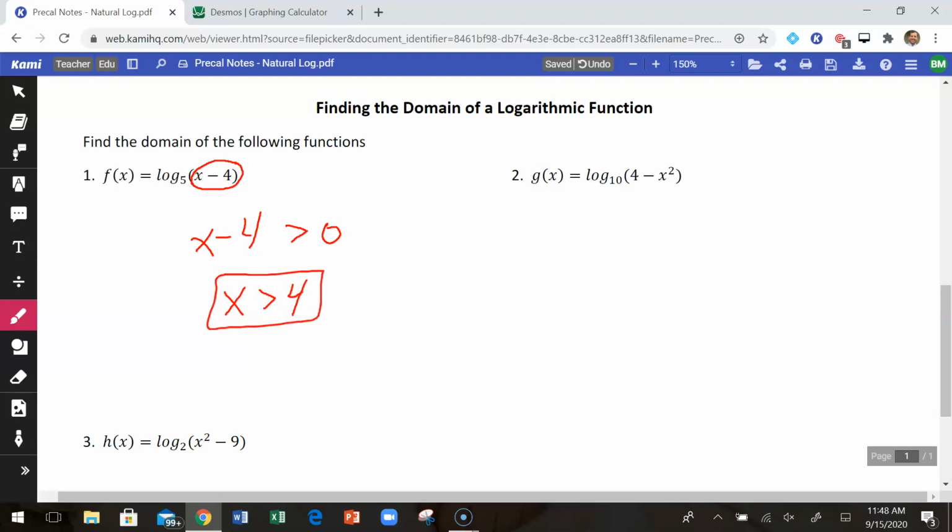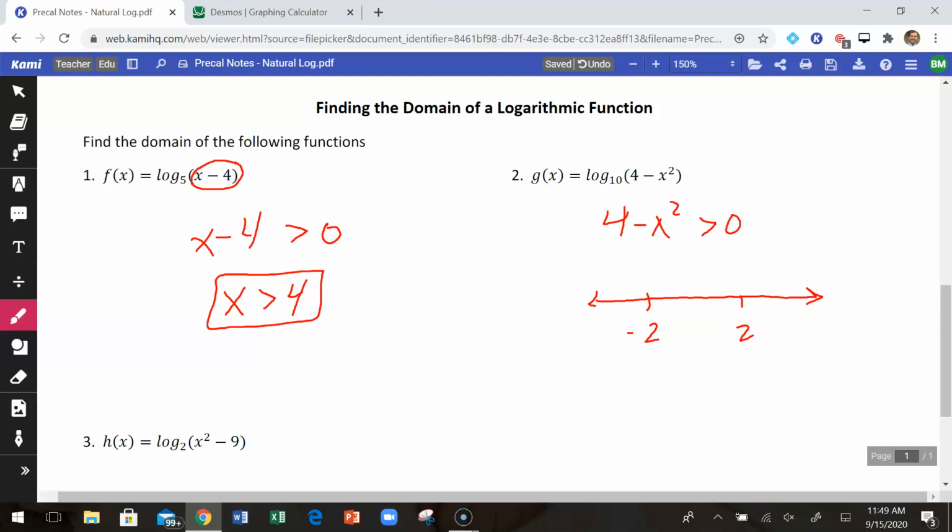Here we would have 4 minus x squared needs to be greater than 0. Now this is a little bit tricky because we have a quadratic here. So 4 minus x squared being greater than 0, what you would want to think about here is what would make that 0, and that would be negative 2 and 2, right? You just got to be careful there because the tendency would probably be to say that x has to be greater than 2 if you solved this. But if I said equals 0 for this instead and I factored this and solved it, I would see that we would have negative 2 and 2 there.